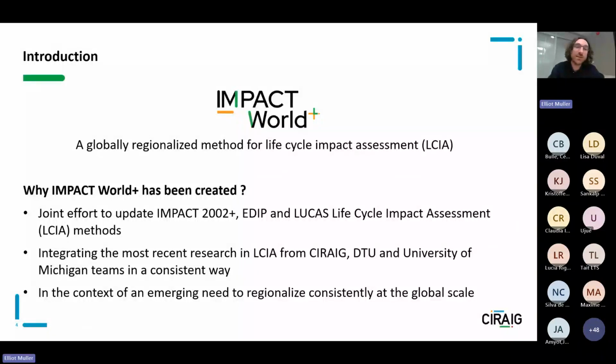And why has it been created? So at the very beginning, it was a conjoint effort of teams from CIRAIG here, the DTU, and the University of Michigan to update the existing methods that were Impact 2002 plus, EDIP and LUCAS, and update them in a global method that was consistent and harmonized. And also the big idea at the time was to develop a method that provided indicators that were regionalized, consistent, and at the global scale.